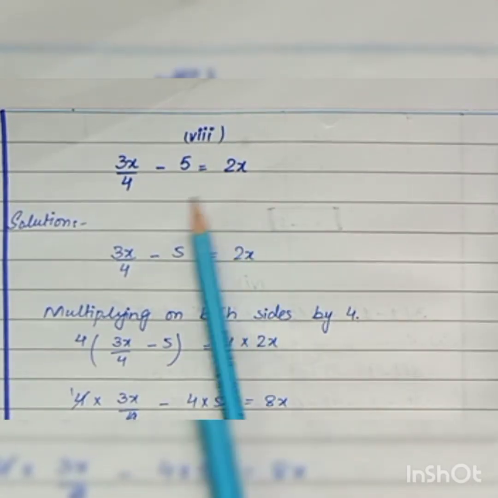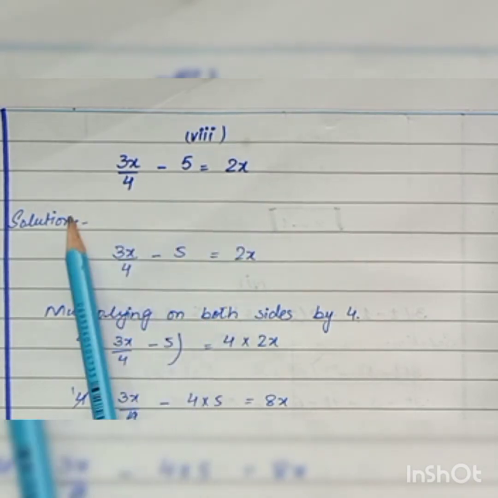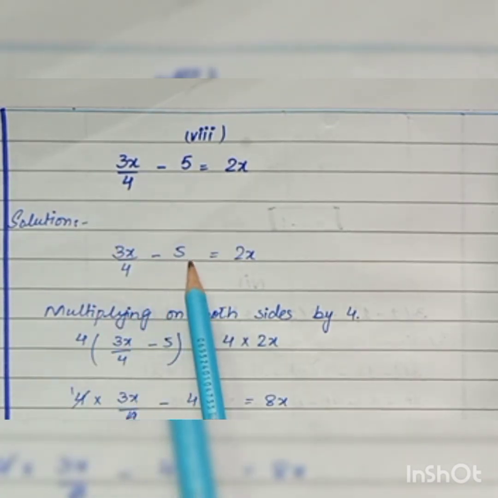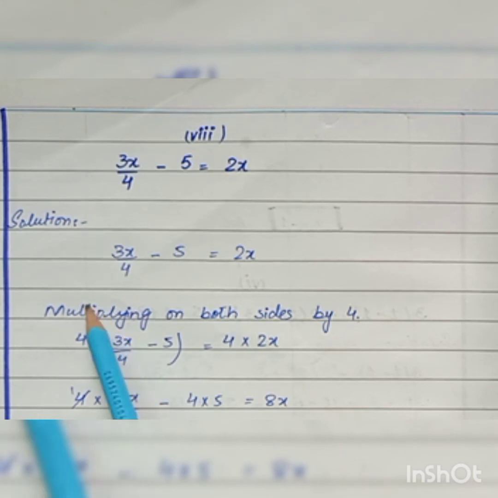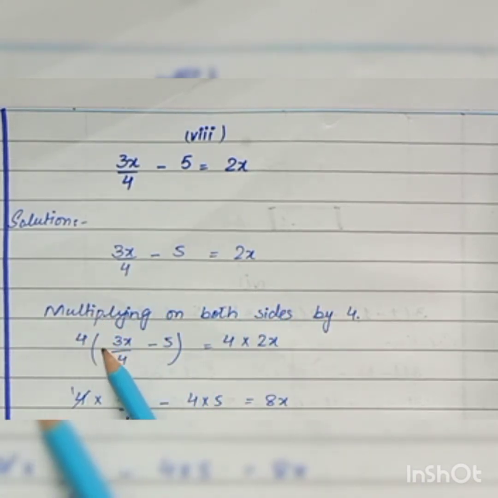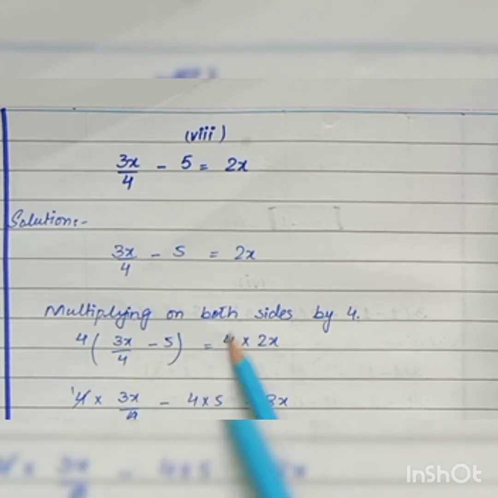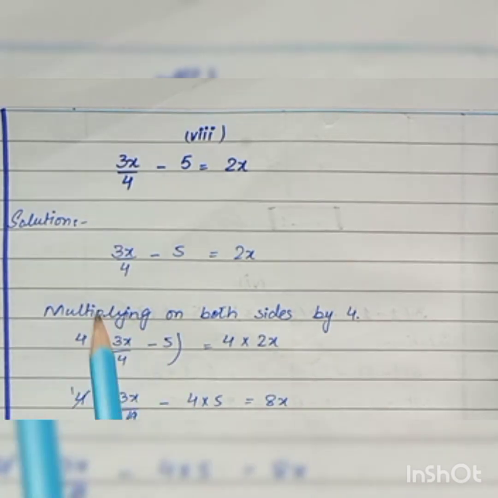Next part number 8 is 3x by 4 minus 5 is equal to 2x. Here is the solution. 3x by 4 minus 5 is equal to 2x. We will multiply by 4 on both sides. So 4 is multiplying to the whole value, that is 3x by 4 minus 5 is equal to 4 multiplied to 2x. Now 4 is multiplying to both of the inner values.